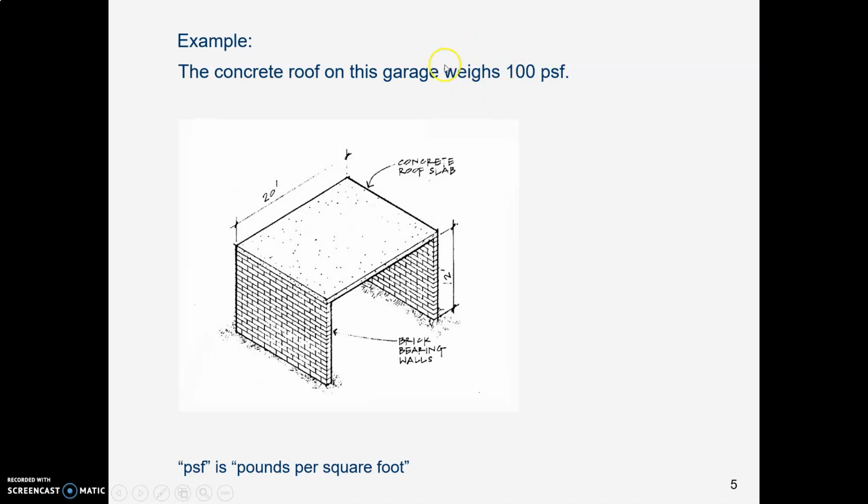And before we move on, let me just point out, he's telling us the weight of this concrete roof weighs 100 pounds per square foot. So each square foot of roof weighs 100 pounds. This one does, the next one weighs another 100 pounds, next one weighs 100 pounds, and so forth. Anyway, he does not tell us how deep this building is.